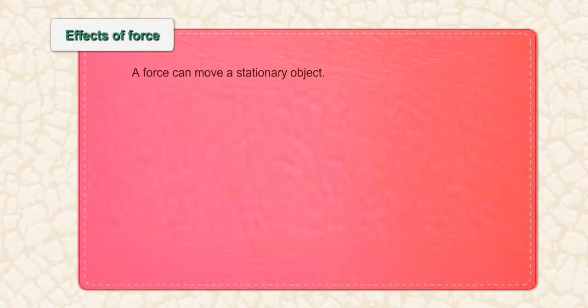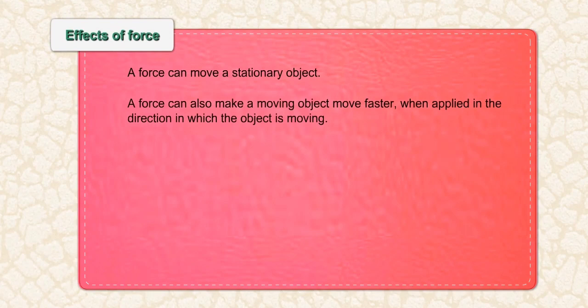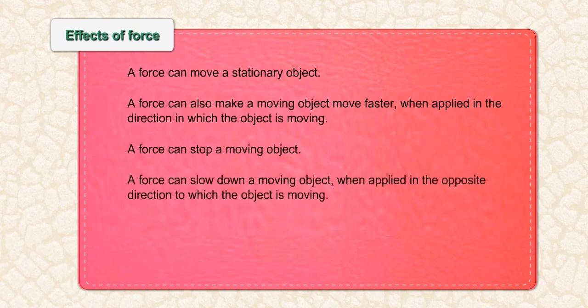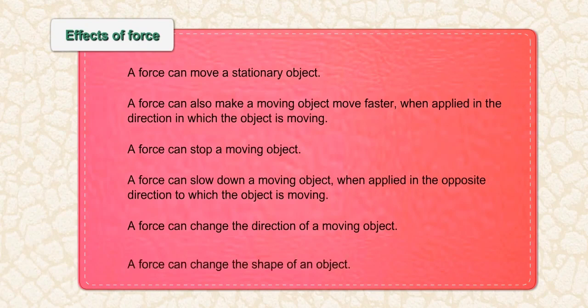Effects of force. A force can move a stationary object. A force can also make a moving object move faster when applied in the direction in which the object is moving. A force can stop a moving object. A force can also slow down a moving object when applied in the opposite direction to which the object is moving. A force can change the direction of a moving object. A force can change the shape of an object.